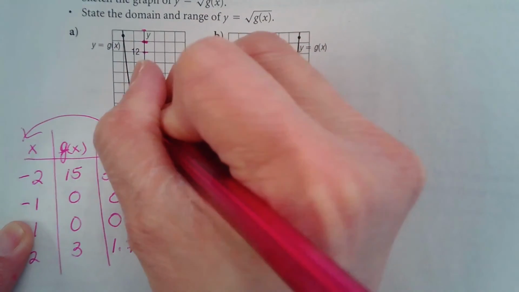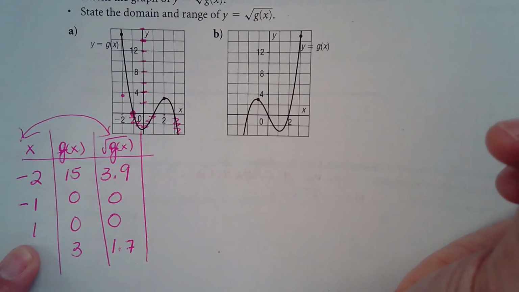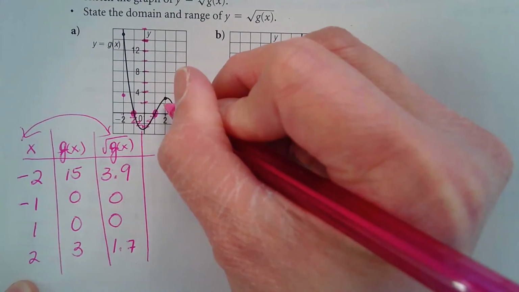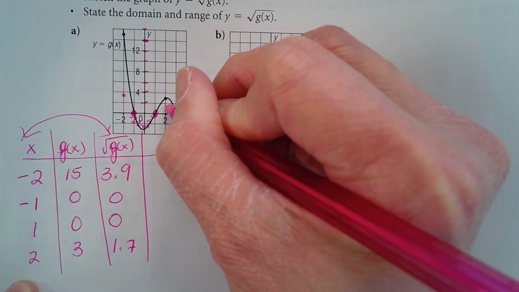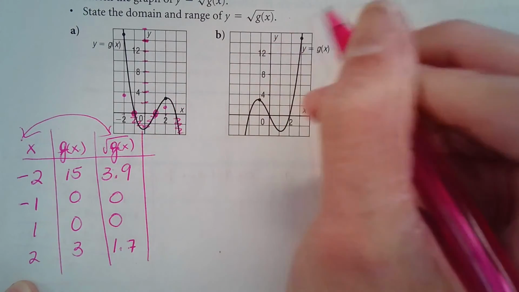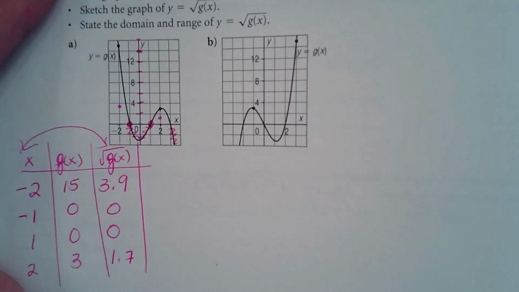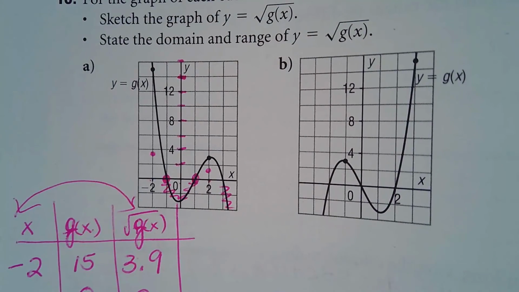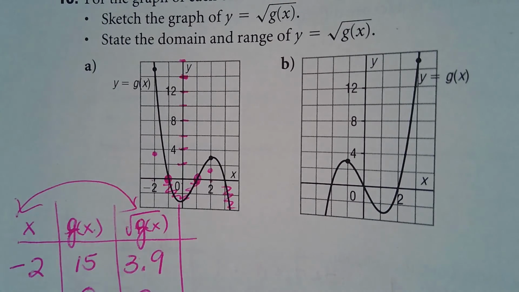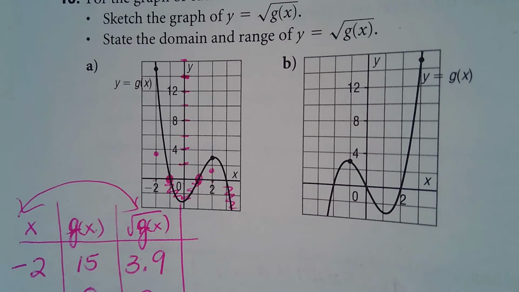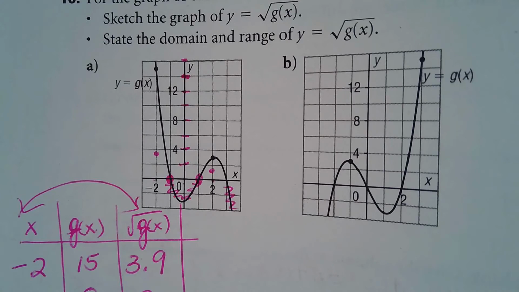-1, 0, so that's this invariant point there. 1, 0, that's this invariant point there. And then 2, 1.7. Okay. Where are the invariant points? I'm gonna make it a little bit closer. Invariant points happen when the f of x is 0 and f of x is equal to 1.